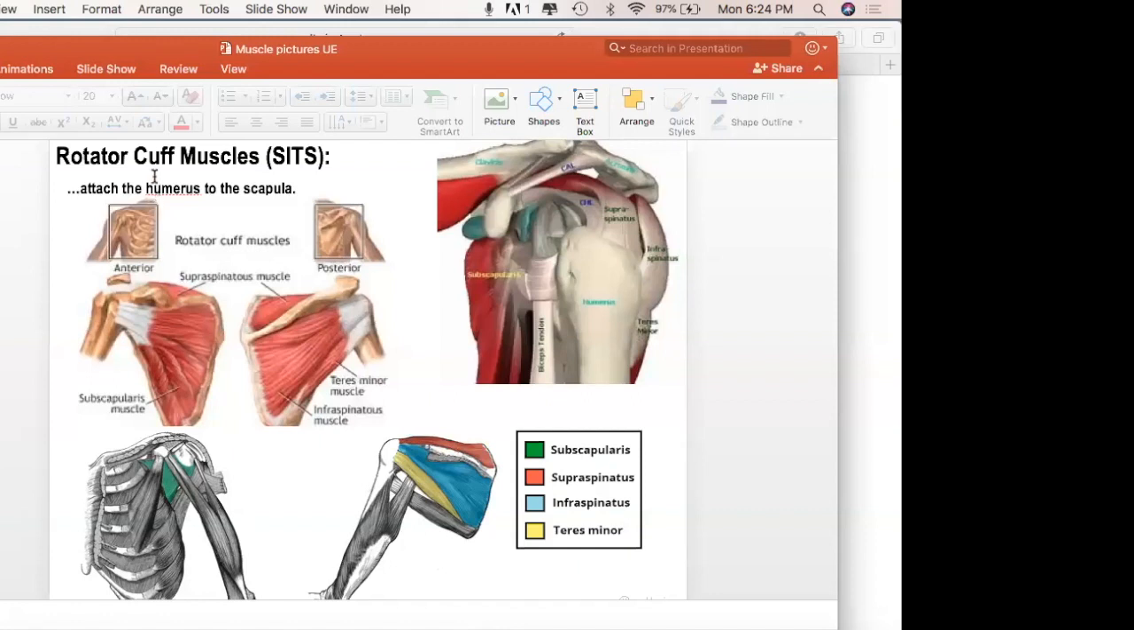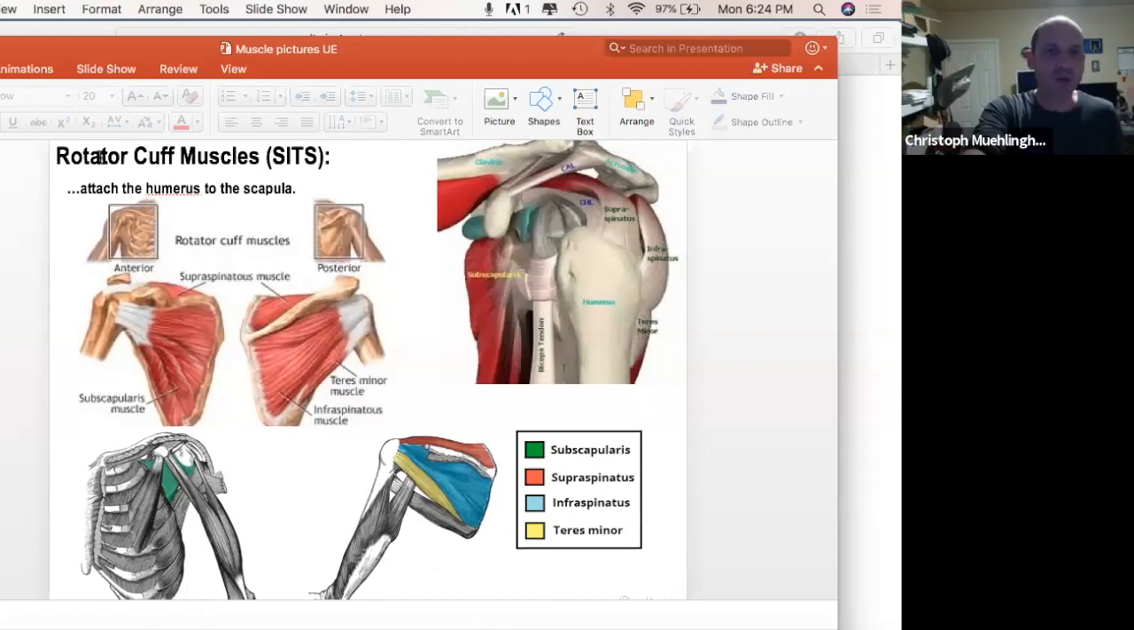Okay. So here are the muscles. Collectively, those four muscles are called the rotator cuff muscles, and they basically hold that arm into the shoulder blade. We also call them the SITS muscles. SITS stands for supraspinatus, infraspinatus, teres minor, and subscapularis.